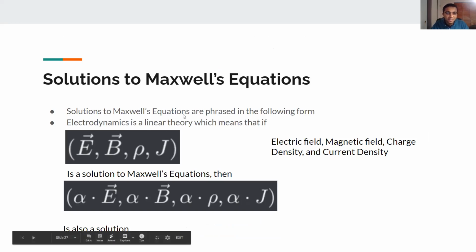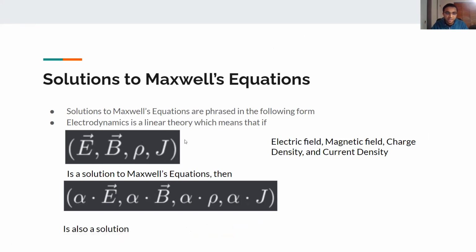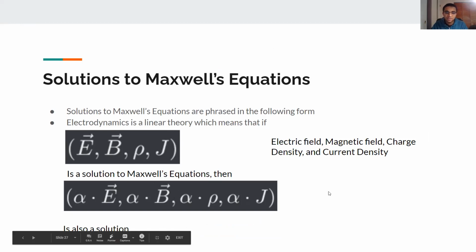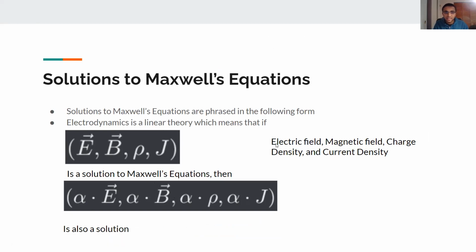And so you can find a solution to these equations and phrase them in this form. And there's linearity that applies. So if that's a solution, then we can multiply each of these variables by alpha, and that will also make another solution, right? And so if your solution is a light wave, then there's a superposition principle where you can add 2 light waves propagating towards each other.